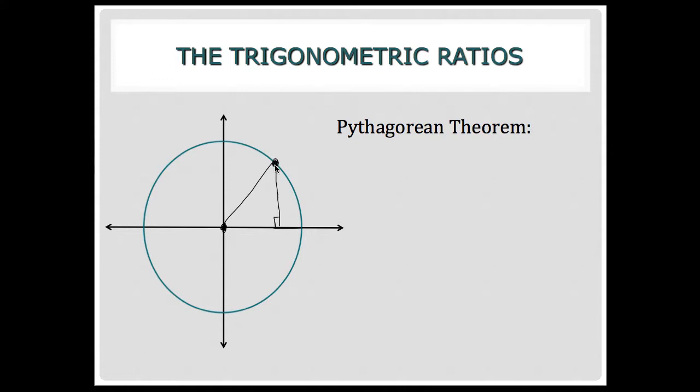Right, so of course the ordered pair here on the circle would be x comma y. We know the base is x. Height is y. Here's our angle theta that we'll be using as our reference. And we'll just refer to the hypotenuse as r, kind of the radius of the circle. So by the Pythagorean theorem then, of course, we know that x squared plus y squared will equal r squared.